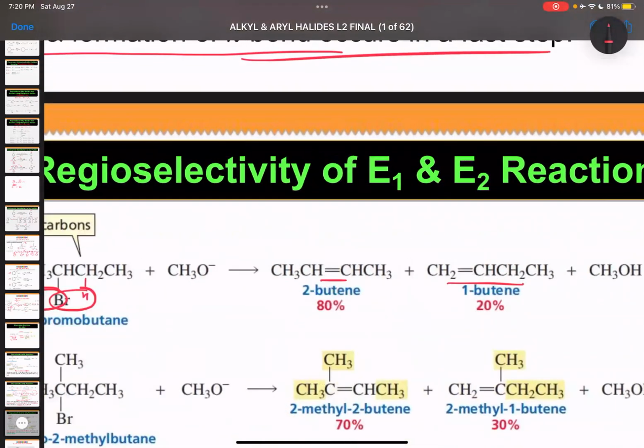So in elimination, the main alkene which is formed in the elimination reaction is the more substituted or the more branched alkene. Okay, more branched alkene is the major product, right? More substituted, more branched.